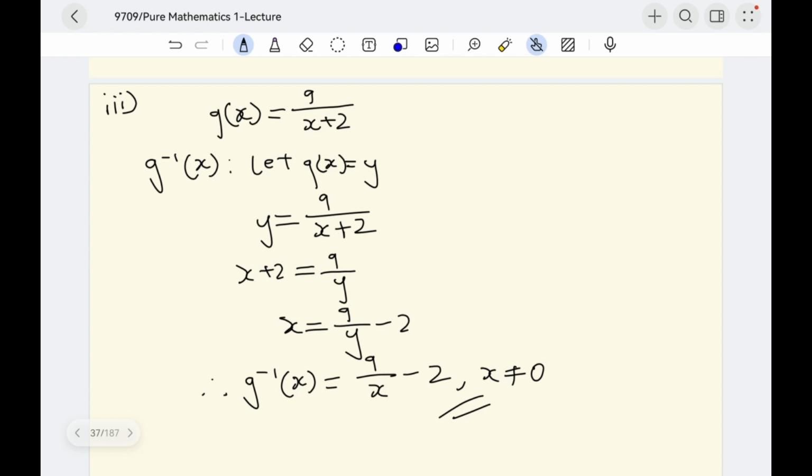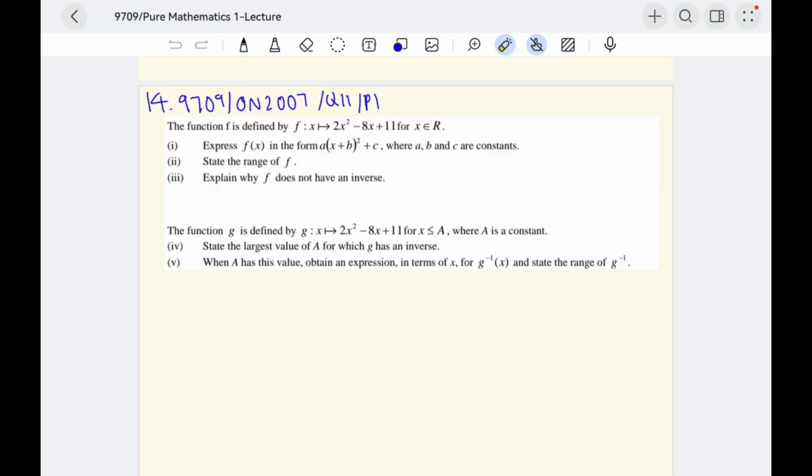Okay, so that's the end of the discussion for this question. Let's move on to the next question, which is question 14, also from past year questions. This past year question is 9709, October/November 2007, question 11, paper 1. The function f is defined as f maps x to 2x squared minus 8x plus 11 for x in the set of all real numbers.